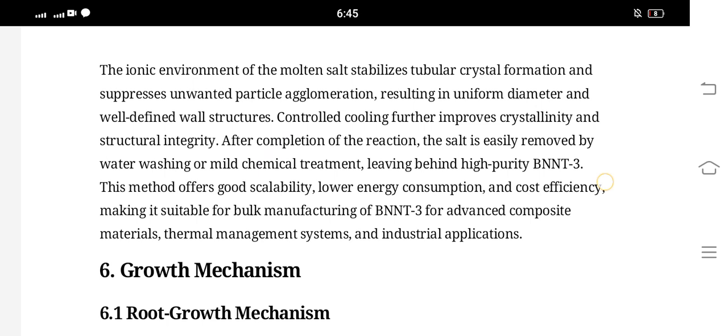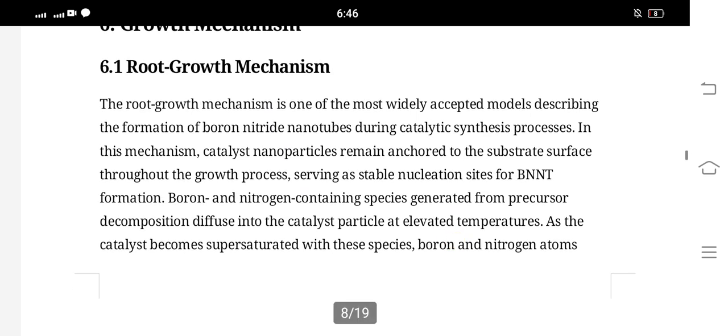To further understand boron nitride nanotube formation, it is essential to explain the growth mechanism responsible for nanotube development. We will discuss the growth mechanisms. The first mechanism is root growth. In the root growth mechanism, catalyst nanoparticles remain anchored to the substrate surface during nanotube growth.